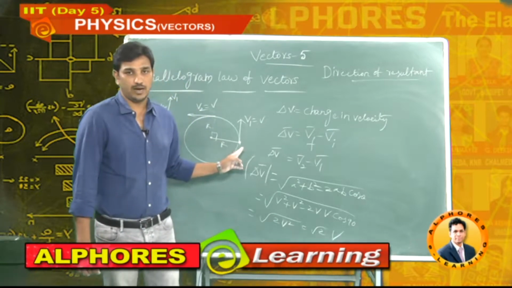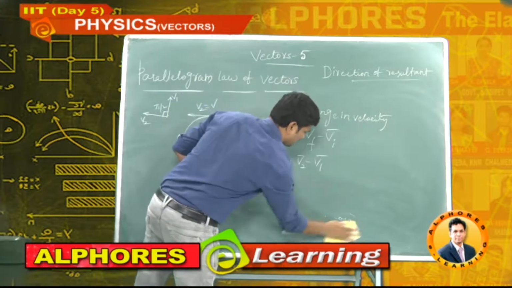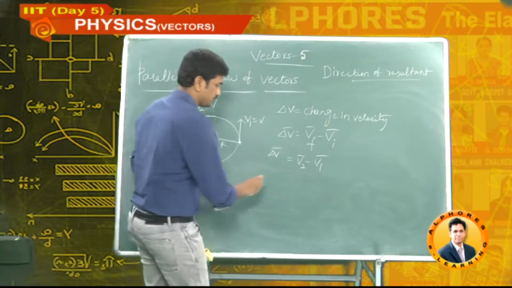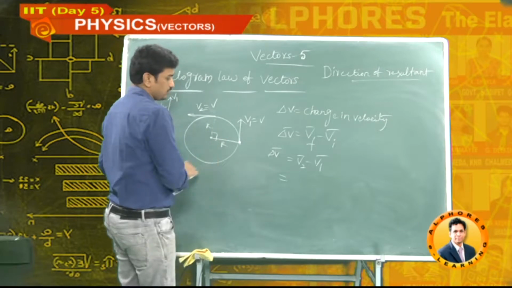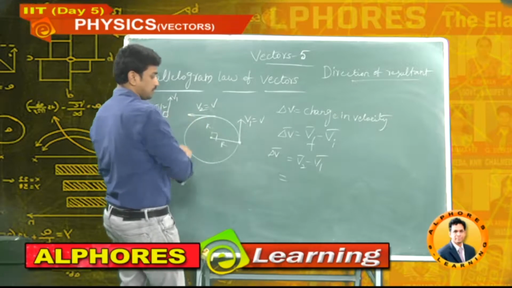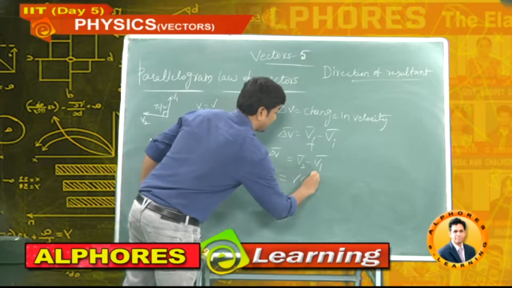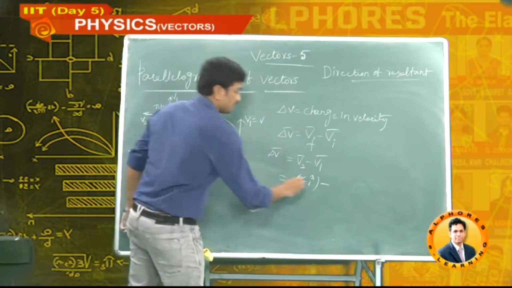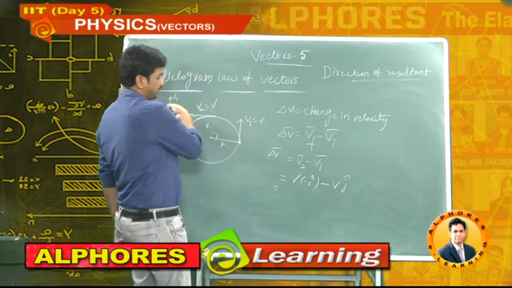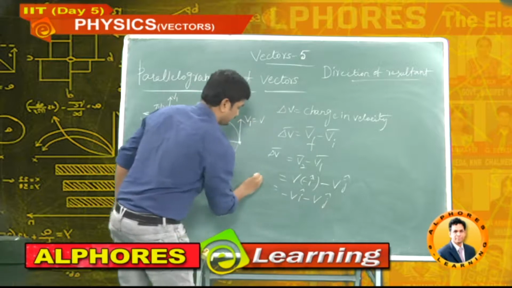Same question I will do with one more method. How? Simple. I won't use the parallelogram law of vectors. Without using it, I will do this. What is the direction of this? Positive y axis. What is the direction of this? Negative x axis. V2, negative x axis. V into minus i cap. V1, V positive direction. This is plus j cap, this is minus i cap. Now, minus V i cap minus V j cap.